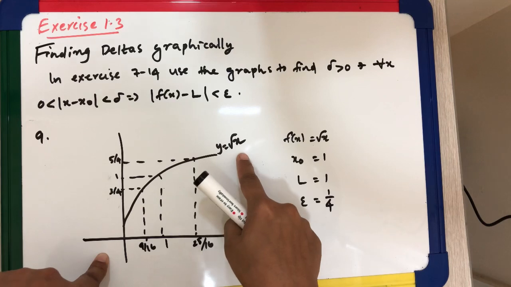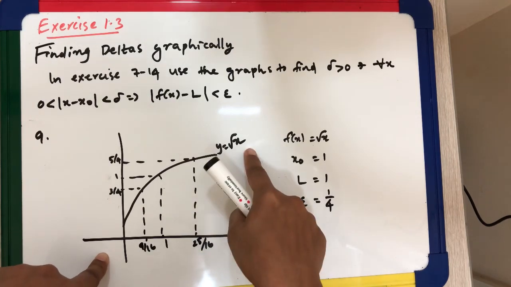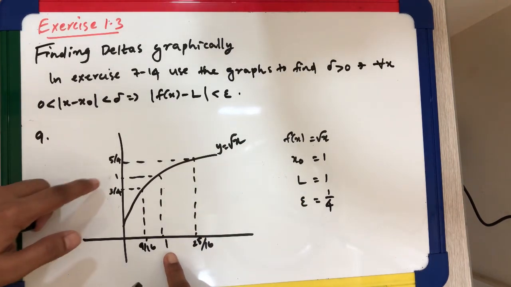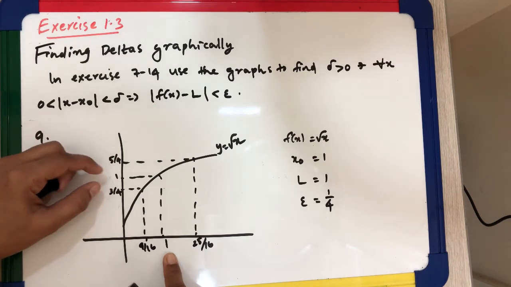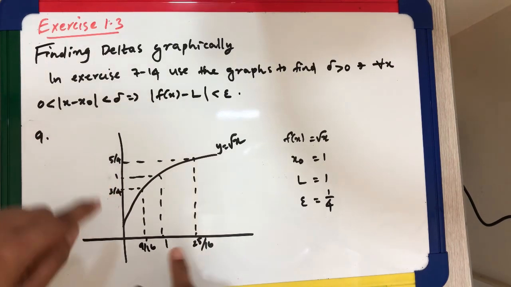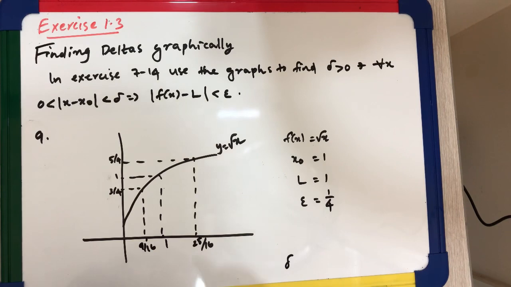Next question, a graph is given. Here y or f of x is equal to root x with x naught equal to 1, L equal to 1 and epsilon is equal to 1 by 4. We have to find delta. Delta here is the minimum distance from here. Here the distance from 9 by 16 to 1 is 16 by 16. Therefore here the distance is 9 minus 16, that is minus 7.